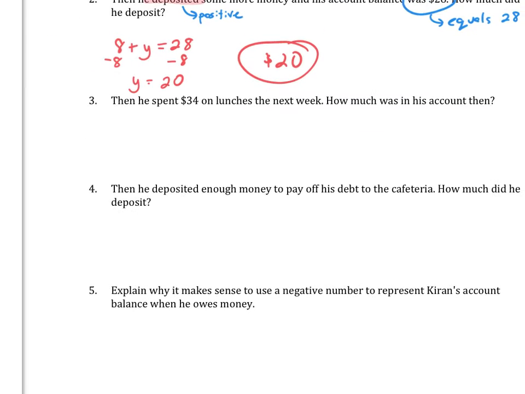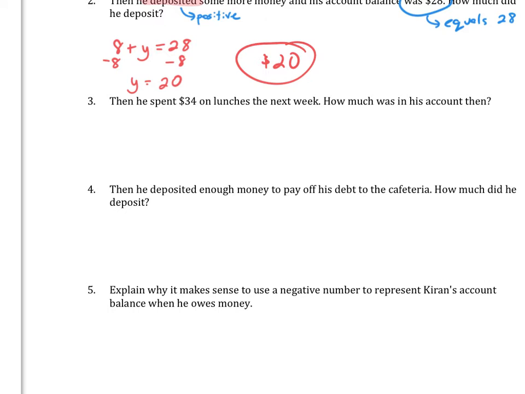He then spent $34 on lunches the next week. How much was in his account then? So spent $34, that's kind of like withdrawing, right? Because that's coming out of his account. So again, that's a negative connotation. So if he was at $28 and he spent $34, my equation is now going to be 28 plus negative 34, and I'm going to say P this time, equals P.